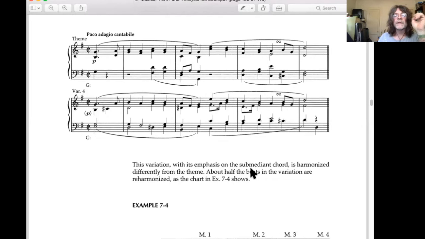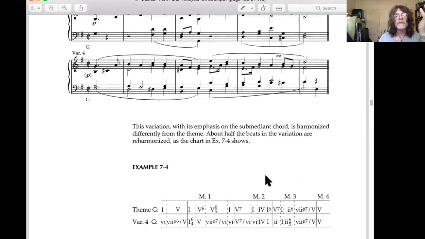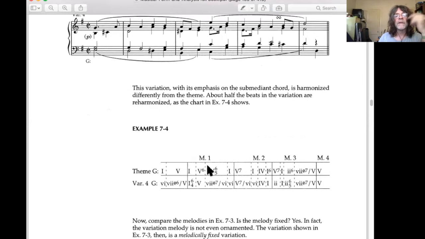About half of the beats in the variation are reharmonized. All right. So there's a little chart he has here. Measure 1, 2, 3, and 4. So I'm going to just make this a little bit smaller. Let me see if I can do this.